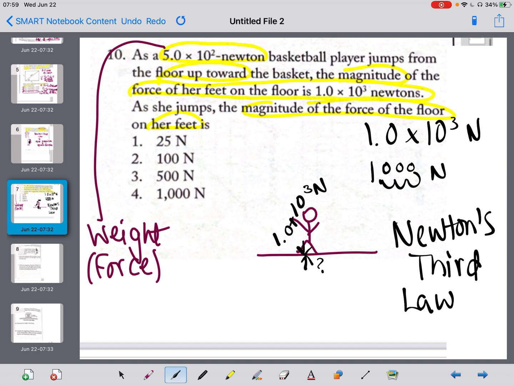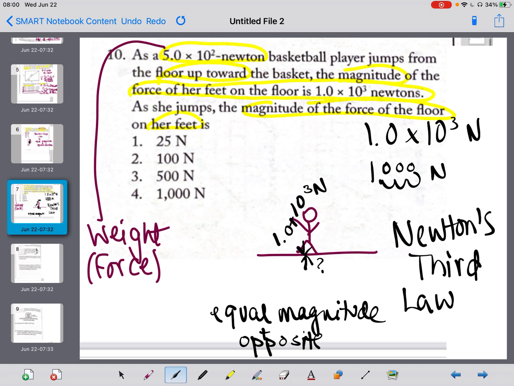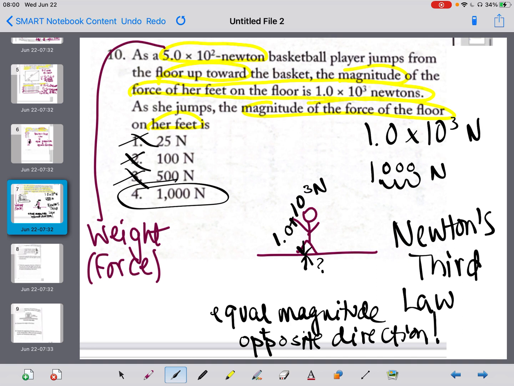And look at my vectors that I drew on the diagram. Okay, so equal magnitude plus opposite direction. Okay, so what does that mean for the answer? 25 makes no sense. 100 makes no sense. 500 makes no sense. Only 1,000 makes sense because it's 1,000 newtons that she's exerting on the floor. The floor must be exerting 1,000 newtons back on her feet. That's why she does not fall through the ground.